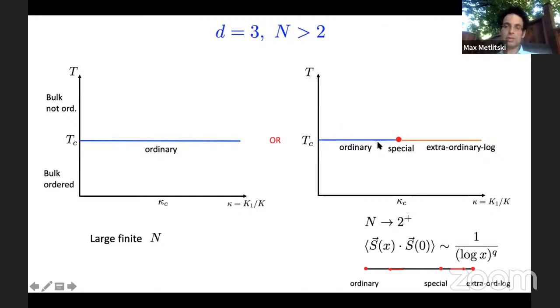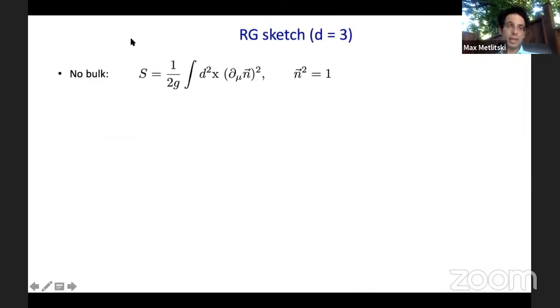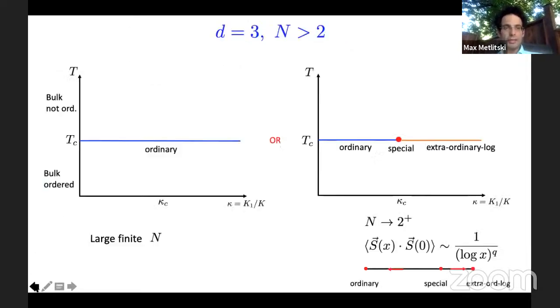So for n just above 2, we must have a phase diagram like this. Okay. So let's now discuss renormalization group analysis that supports these pictures. So let me begin with the following.